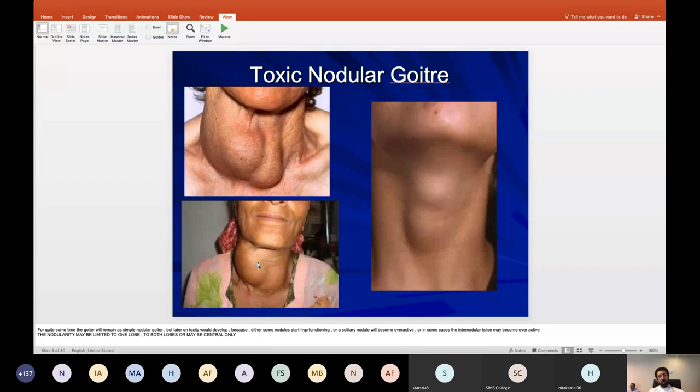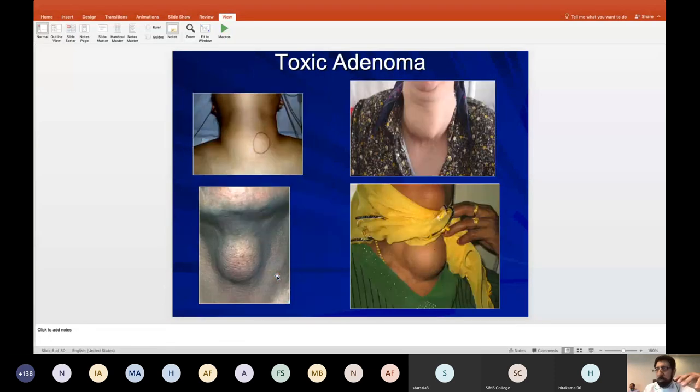Either the multiple nodules become hypertrophied and produce more thyroxine, or there'll be just one or two centrally located nodules, or the reason might be that the intervening thyroid tissue starts getting hyperplasia and hypertrophy, and it will present in the form of multiple nodules all over the gland. So this is how a toxic nodular goiter develops. But then there's another entity known as toxic adenoma. Remember, all these varieties will produce toxicity.